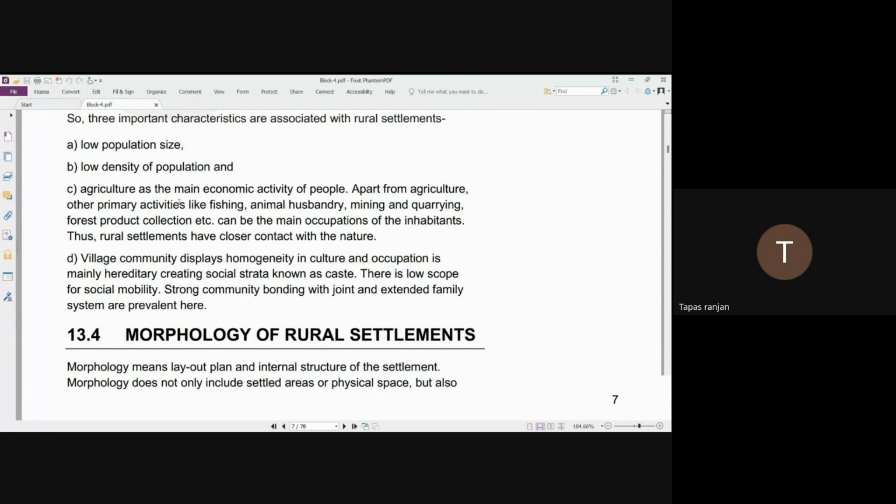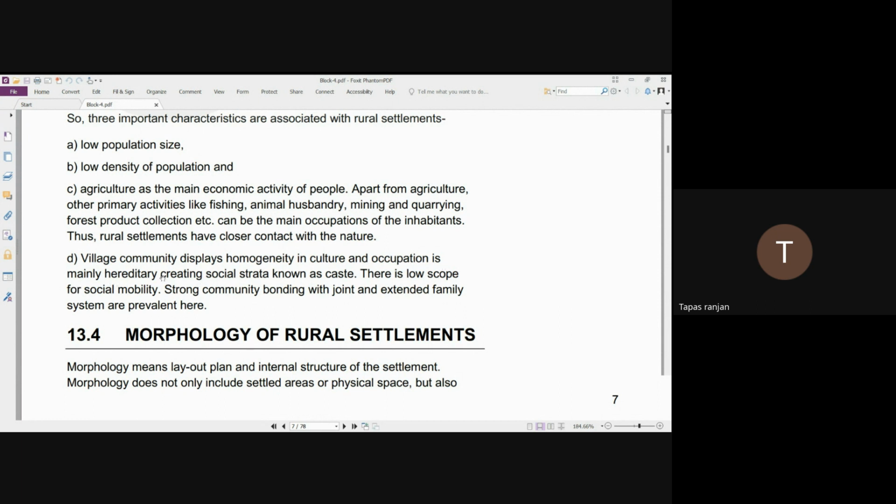Nowadays even the rural settlements are changing a bit, but if we look into the past, most of the people followed what their ancestors did as their occupation. Most of the agriculturists will be agriculturists. And that is how the caste system has been formed in India. Okay, so you can look here.